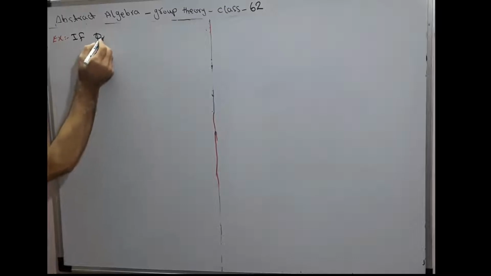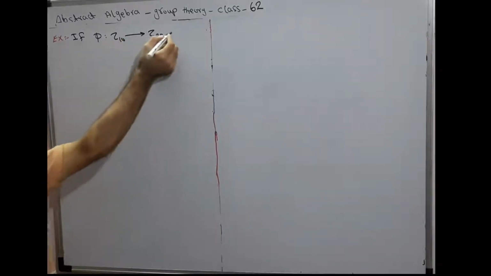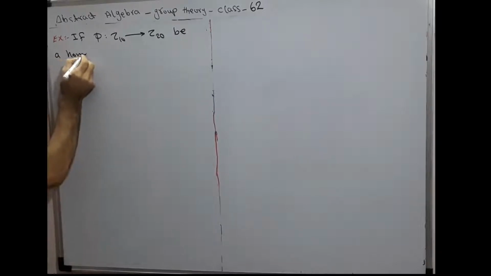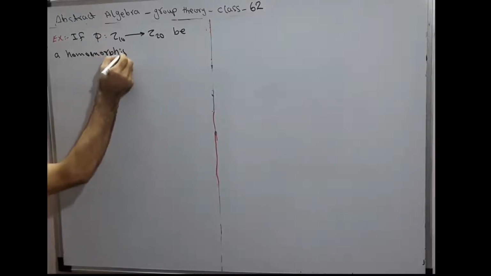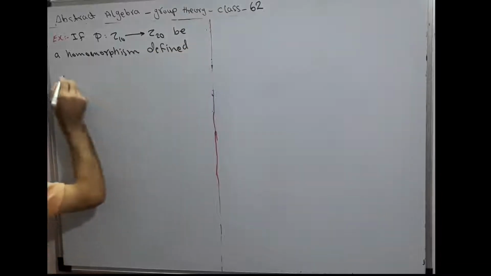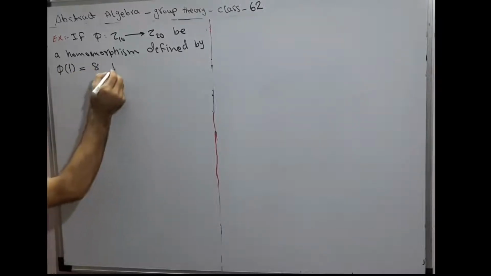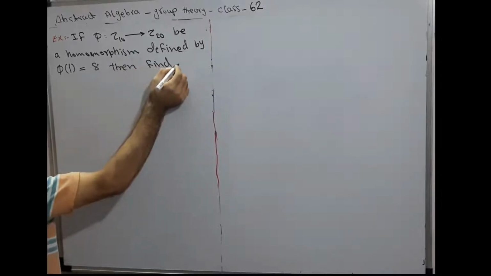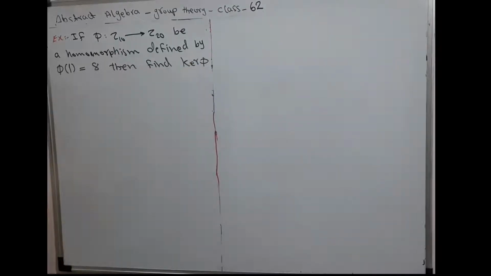If phi such that Z10 into Z20 be a homomorphism defined by phi of 1 is equal to 8, then find the kernel of phi and phi of 3.